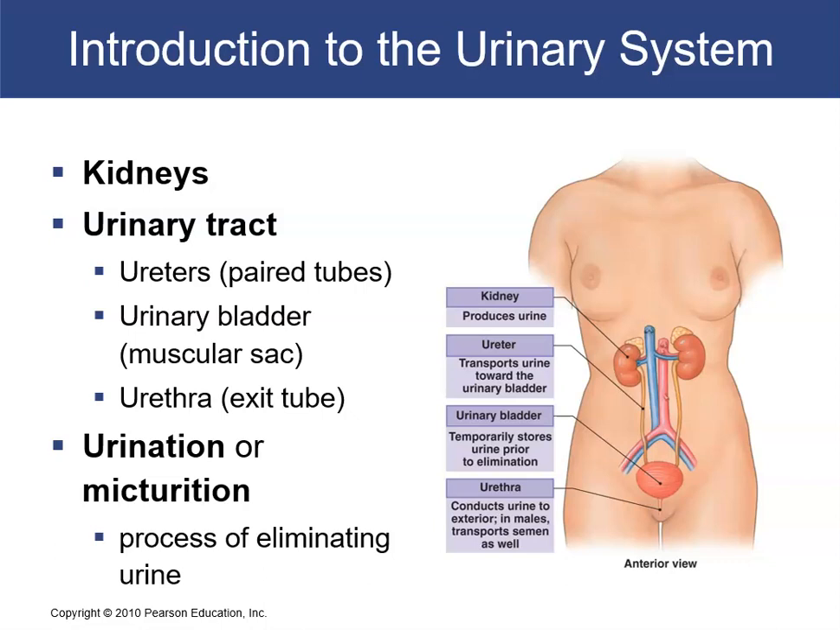This includes the ureters, which are a pair of tubes that leave the kidneys, the urinary bladder, which is a muscular sac for temporary storage of the urine, and the urethra, which is an exit tube from the bladder to the outside. Urination, also known as micturition, is the process of eliminating the urine.